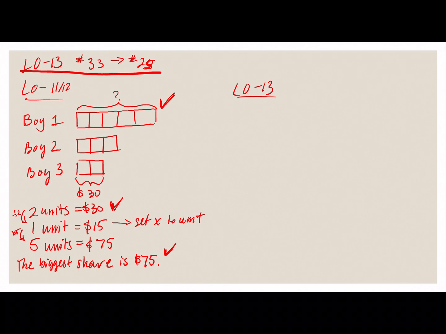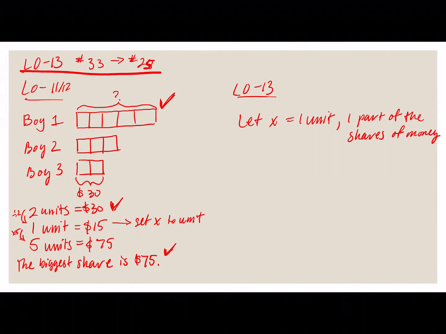So what you do is that we have our diagram here already, and so we're just going to go ahead and do the arithmetic, and the sentence will still be the same. So the arithmetic part, let x equal 1 unit, which is one part of a share of money. Okay. We need to explain what that 1 unit is. And that's my explanation. So there's a couple points here.